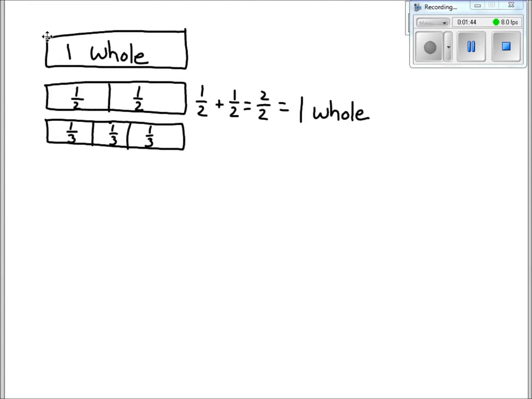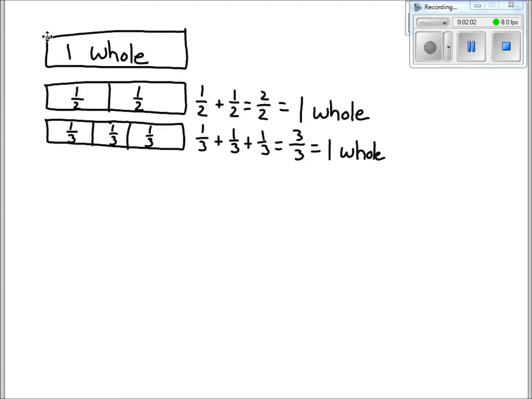So let's add those up. One third plus one third plus one third equals 3/3, and that equals, again, the whole thing, or one whole.